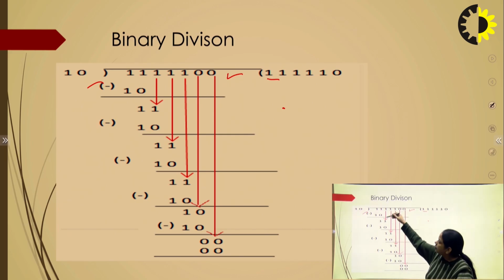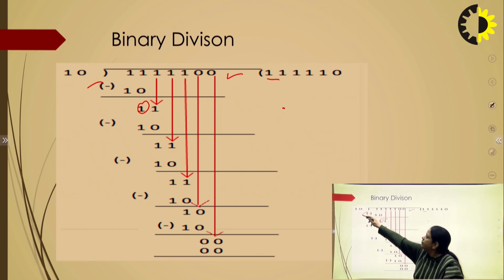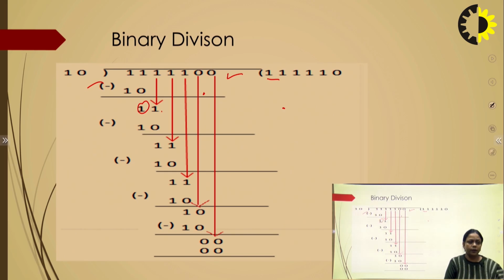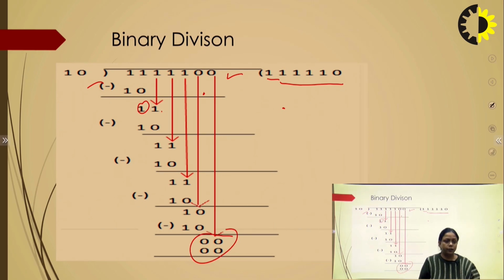Then because this 1 is less than 1 0, we will take another number 1 1 from the dividend. In this way the whole process will work, and in the last we will get the quotient, and here we have a remainder. So you can see we have two main important parts here, dividend and divisor, and in the result of division we will have a quotient and remainder.